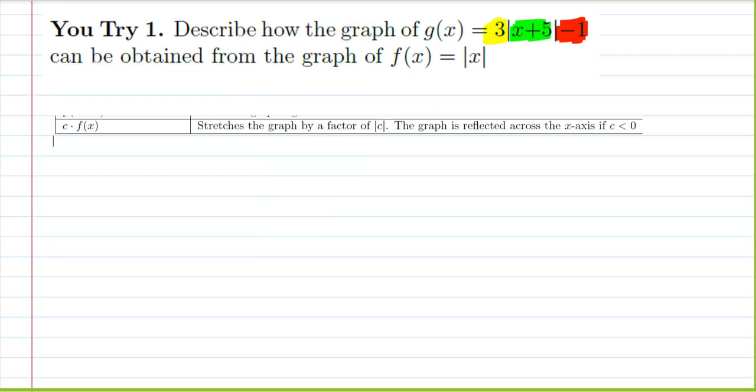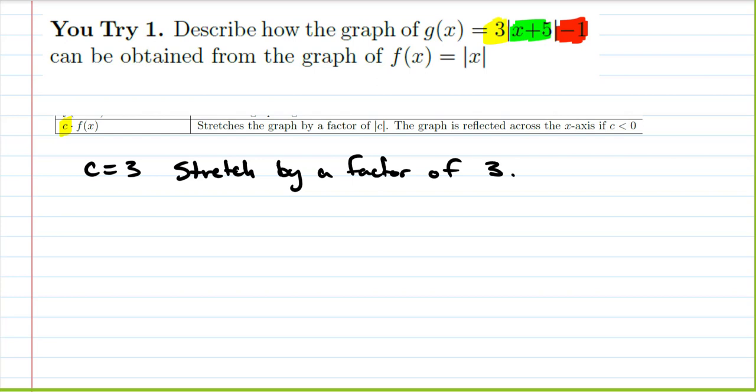So then what we're going to have is our c is 3, so it's going to stretch by a factor of 3. Once again, it's positive, so the graph does not reflect. That only happens if it's negative.